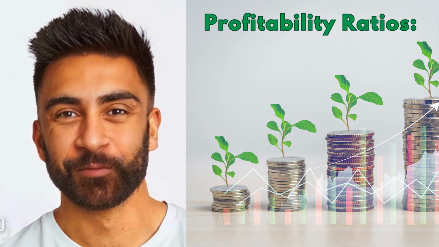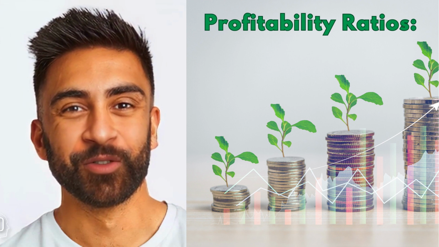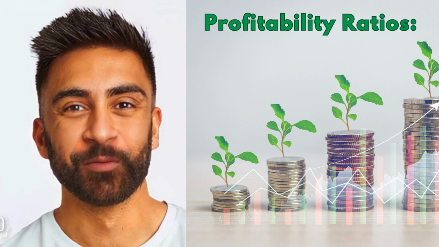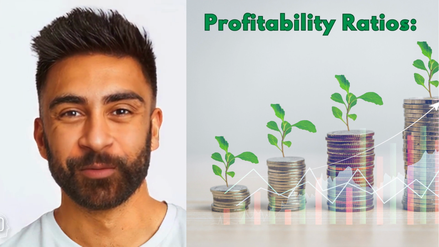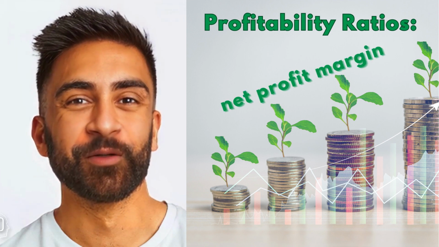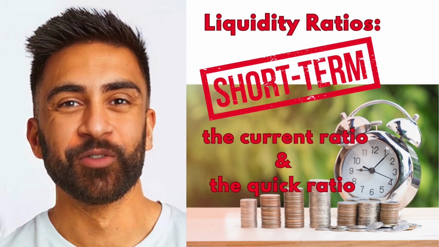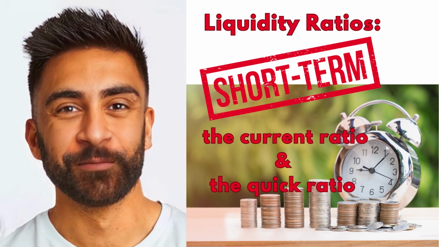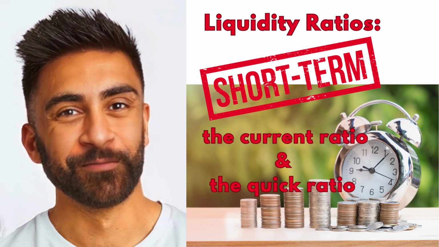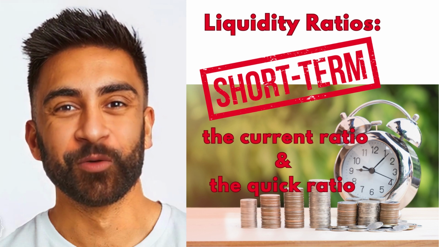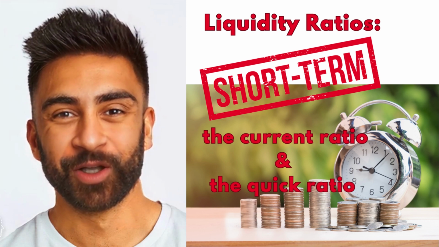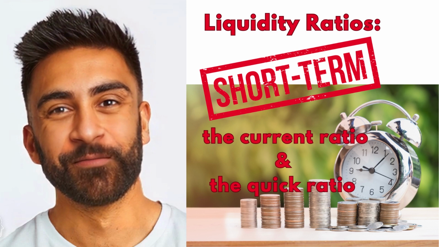Some of the key ratios and factors that are often considered in the Springate model include profitability ratios. These ratios assess a company's ability to generate profits. Common profitability ratios include net profit margin and return on assets. Liquidity ratios. These ratios measure a company's ability to meet its short-term obligations. The current ratio and the quick ratio, or acid test ratio, are examples of liquidity ratios.